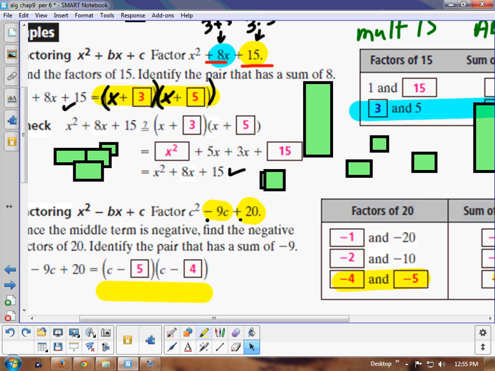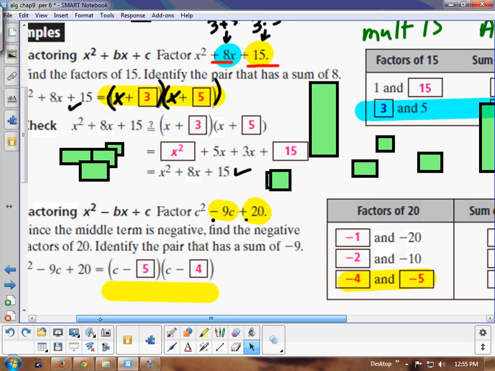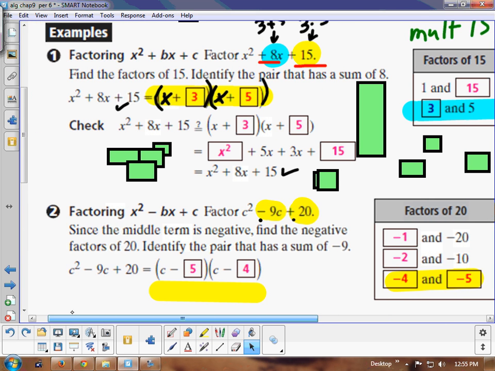Okay, so basically, look at the last number, find factors of the last number, something that multiplies together and equals the last number, and at the same time adds up to the middle number. Okay, questions on this before we try the quick checks here?